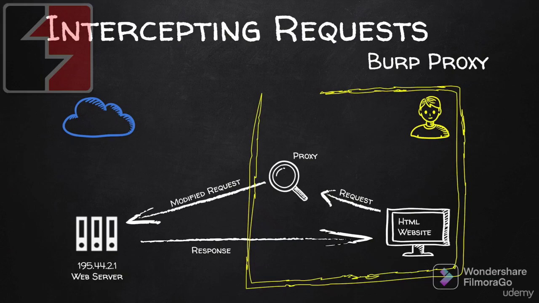So how Burp is going to work is we have our client here, and we have the web server, just like we've seen it before. And we have the HTML website loaded on our Kali machine. So when we send a request, instead of sending it directly to the web server, we're actually going to configure our browser to send the request to Burp. So this is our proxy running here. Burp will see all the parameters that are being posted to the website.